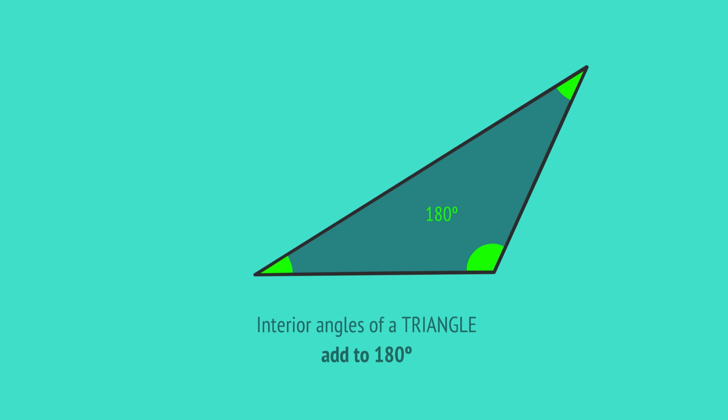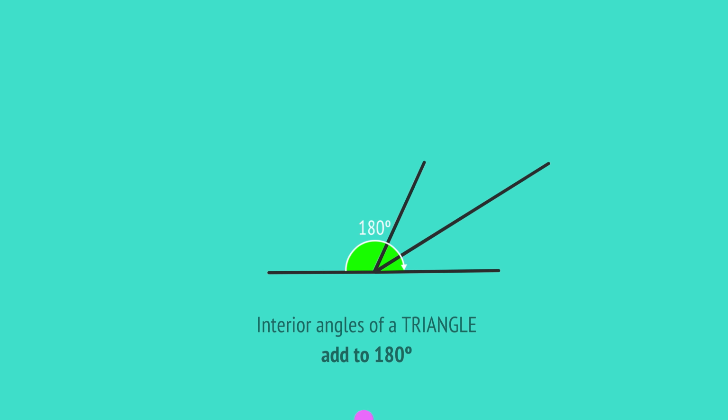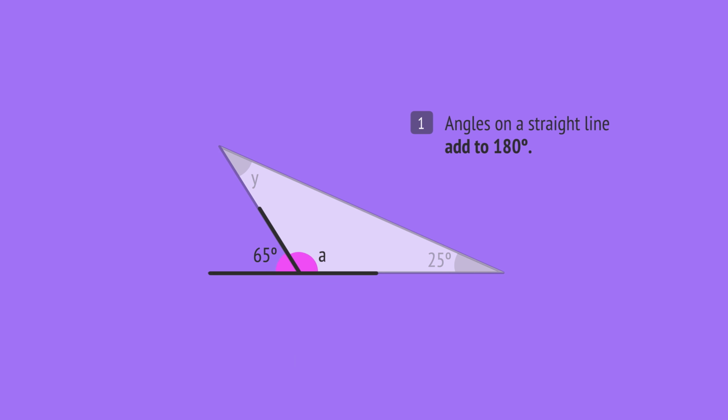It doesn't matter the size or shape of the triangle. Adding the 3 interior angles of any triangle will always make a straight line. And we can apply this relationship to many geometry problems, like this one, where we need to find the size of angle y. These angles form a straight line, and so they add to 180 degrees.